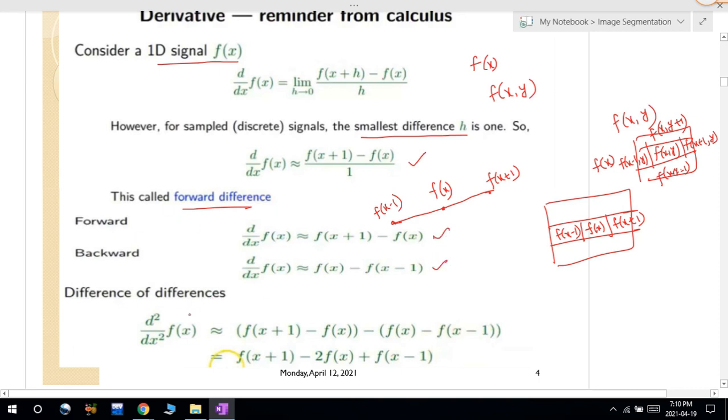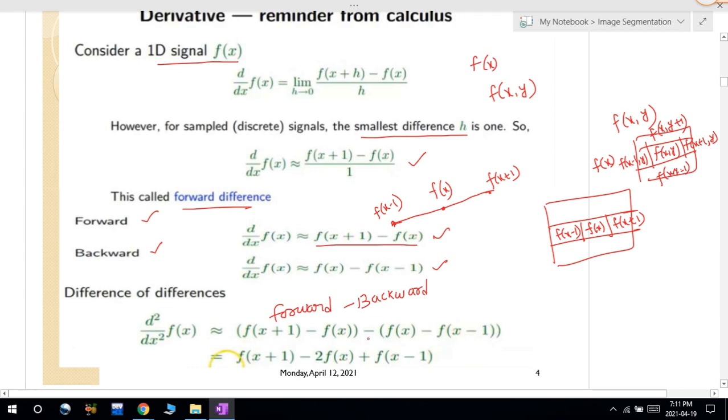But if you want to find the differentiation of differences, that is nothing but d square by dx square of f of x. So I just want to find the second derivative. Then what is this? This is the forward difference, and this is the backward difference. From the forward difference, I will subtract the backward difference. That gives your differentiation of differentiations. So I will get f of x plus 1 minus f of x, minus f of x minus f of x minus 1.